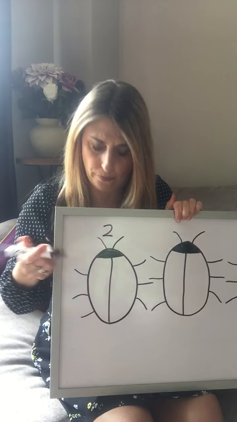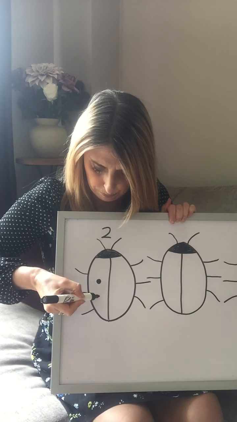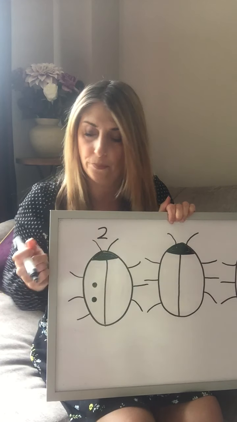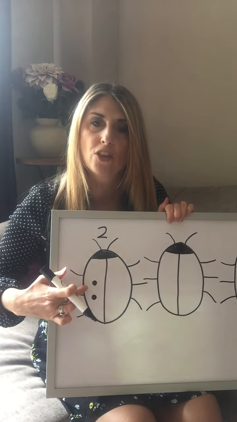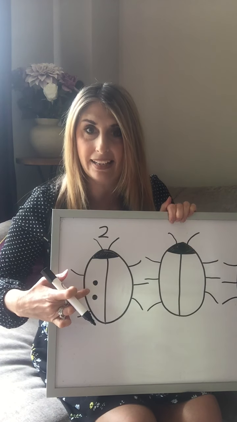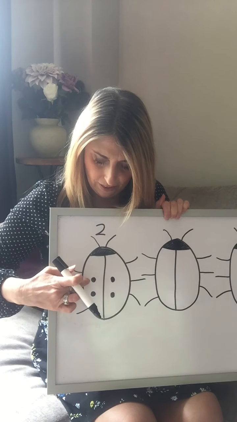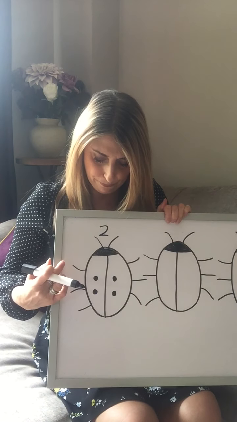So what I'm going to do is I am going to put, first of all, 2 spots on one side because we are doubling 2. And what I mean by doubling is that we have the same amount again. So on this side, I need to add another 2 spots. So here I go. So as you can see, there's the same amount on both sides, okay?